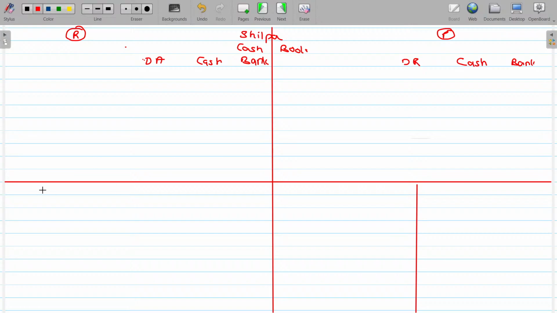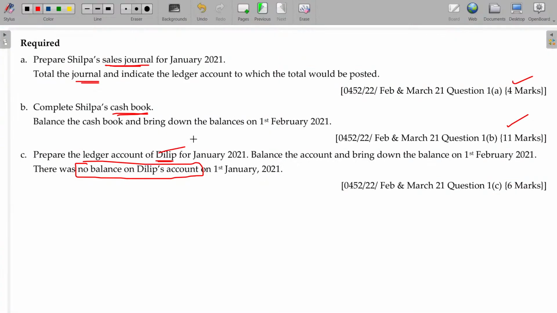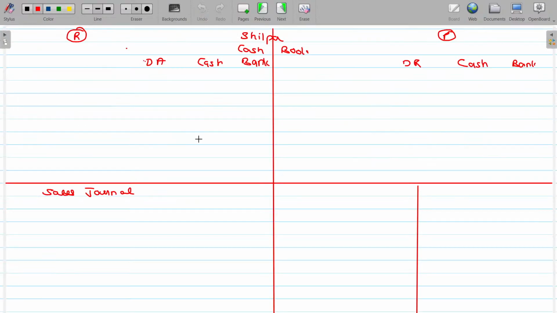And this will be the sales journal. Sales journal is to record only the credit sales. And then we have to prepare the account of one of the parties, Dilip. We are not sure whether Dilip is a debtor or creditor. Let's see, Dilip account.